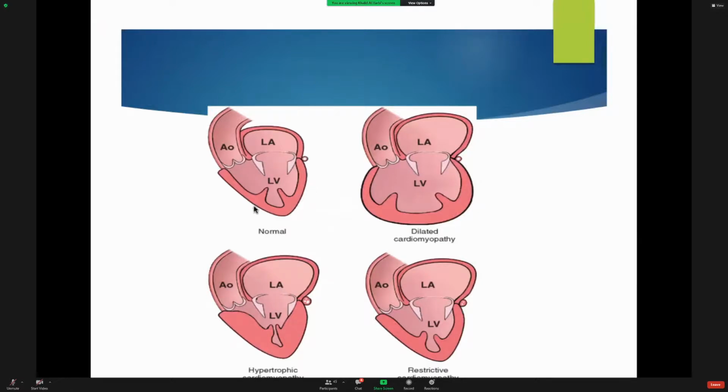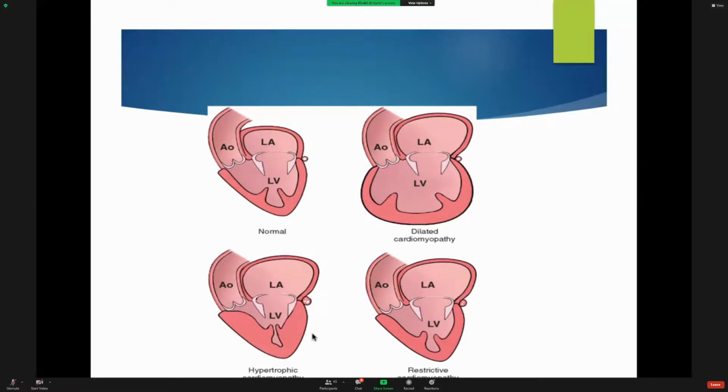This is the normal heart. This is the left ventricle, left atrium, and this is the aortic valve and aorta. You can see the thickness is normal. The thickness of the left ventricle should be less than 1.1. In dilated cardiomyopathy, it is from the name, dilated. The left ventricle is dilated, so the muscle will be weak. We call it dilated cardiomyopathy because the left ventricle is dilated.